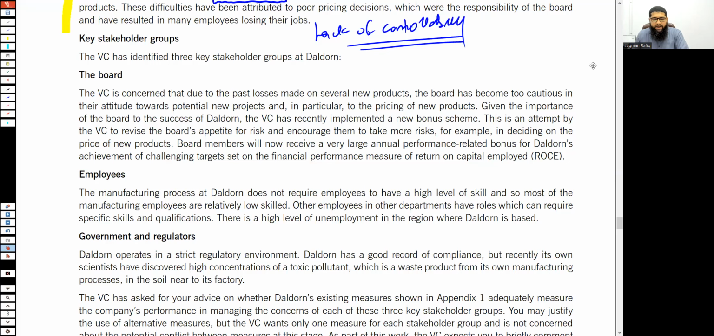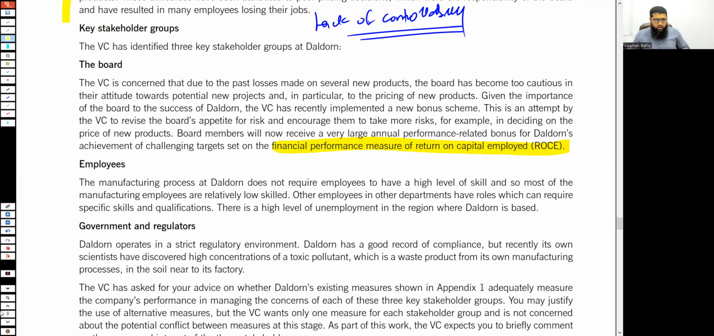For example, in deciding on the price of new products, board members will now receive a very large annual performance-related bonus for Deldon's achievement of challenging targets set on the financial performance measures on return on capital employed, right? So what is actually going to happen is that, okay. Now what next is there? So that is basically about the board.